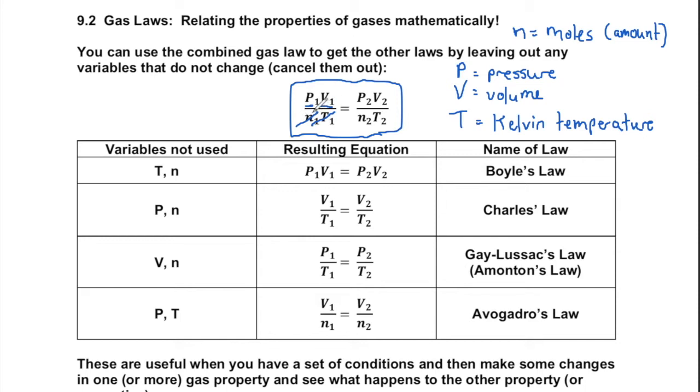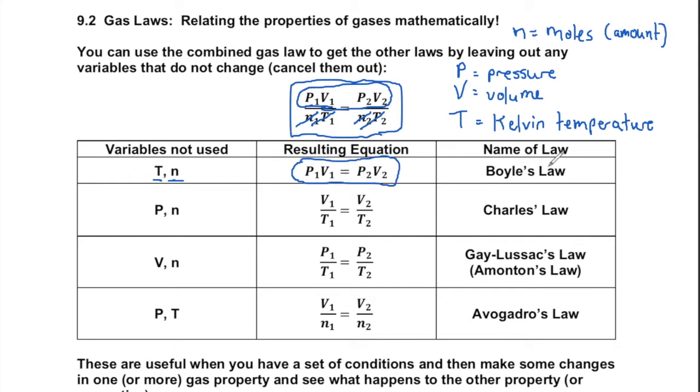And if that happens, if moles and temperature are not mentioned, then they're equal to each other and you can cancel them out, and then you can end up with the variables that you are going to work with. And so when you cancel out the temperature and the moles, you end up just left with the pressure and the volume, and this is the equation, and this is actually Boyle's law.